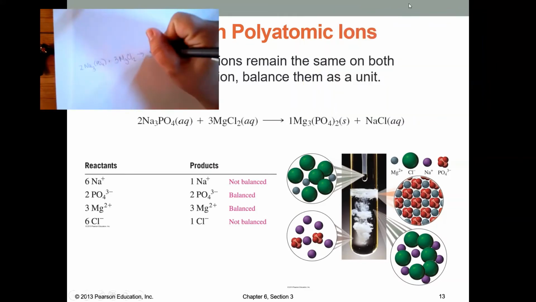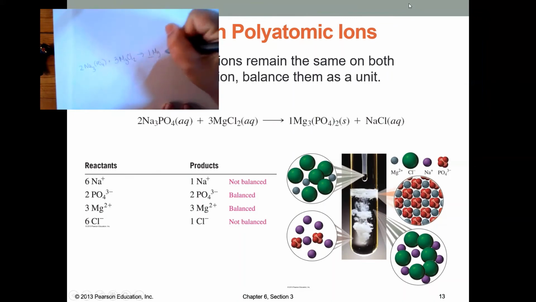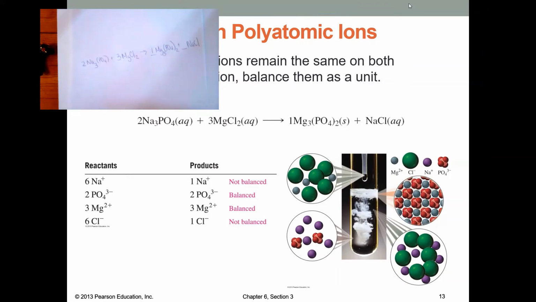It gave me my 1 Mg3 (PO4)2 plus some amount of NaCl. What do I have to do to balance all of this? I'm sorry, this looks a little out of focus. Hopefully it's a little bit better.